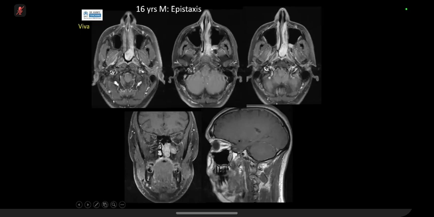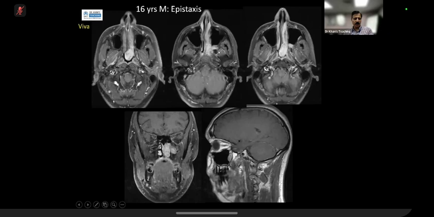Sphenopalatine foramen. No, foramen. You see, this is the sinus. Posterior to the sinus is the pterygopalatine fossa. This is the fossa. Now, the connection between this nasal bone and this thing, there is a foramen here. What do you call that foramen? Sphenopalatine foramen. Excellent, sphenopalatine foramen.